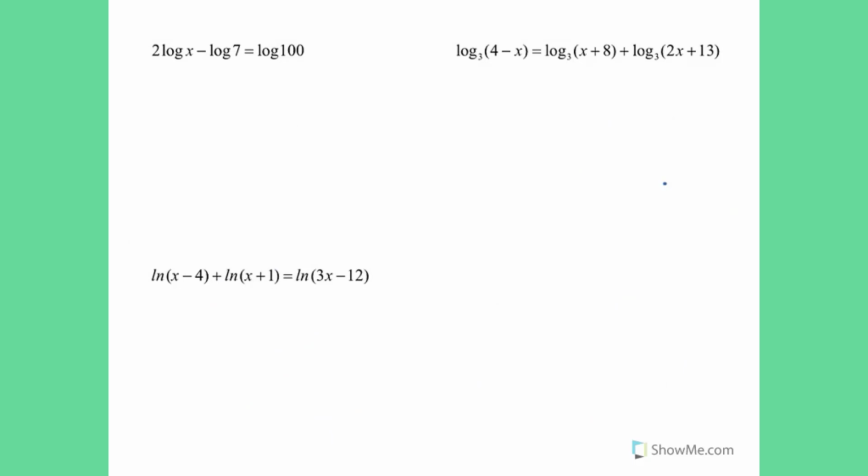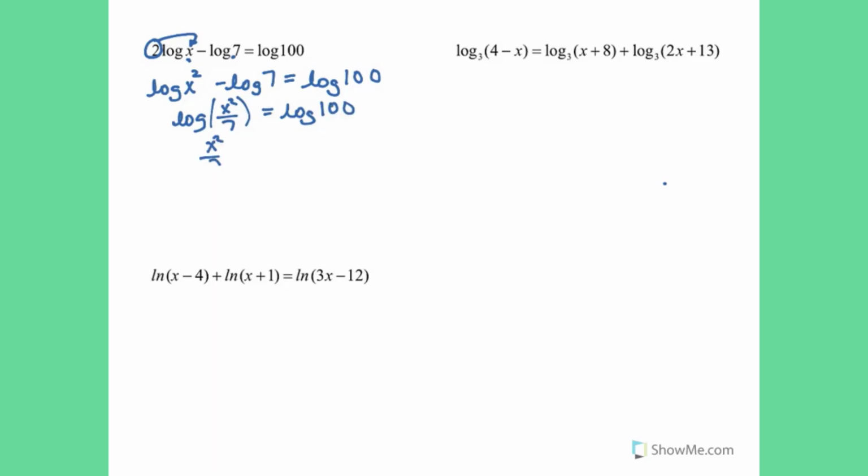Okay, so now here is an example of where you cannot combine the logs yet. We don't have a property that says you can just divide those. This 2 has to become an exponent first. So we have log x squared minus the log of 7 equals the log of 100. Now we can use the property of a log that says we can divide those.